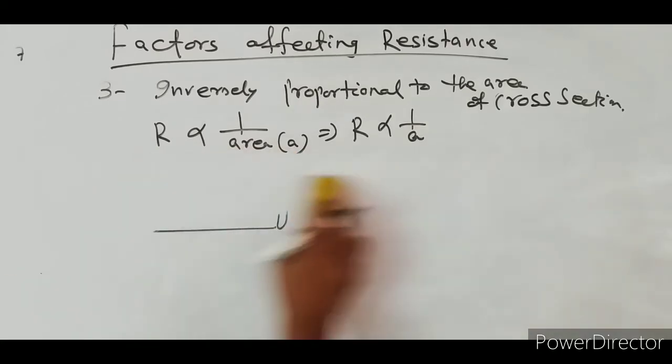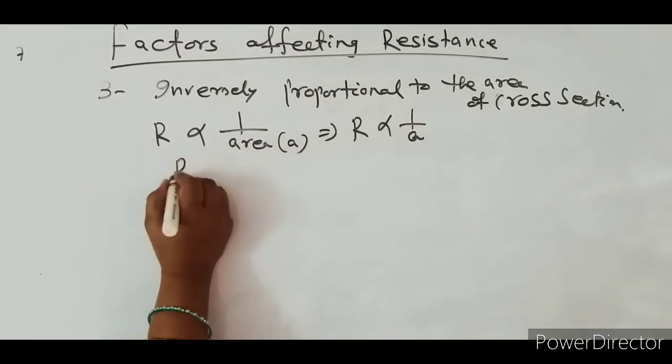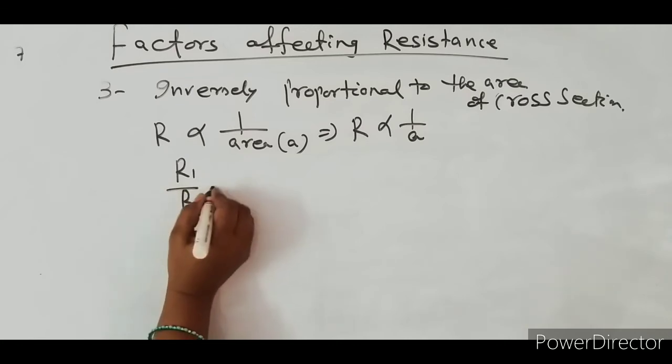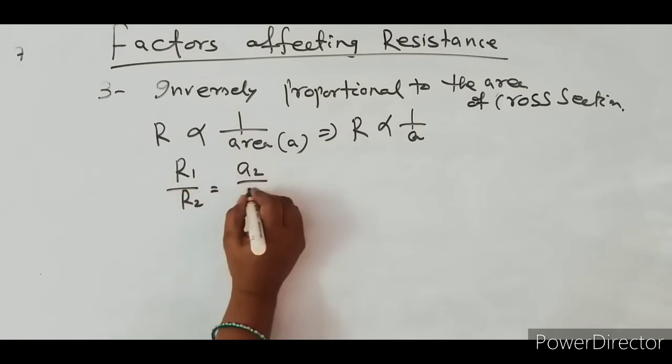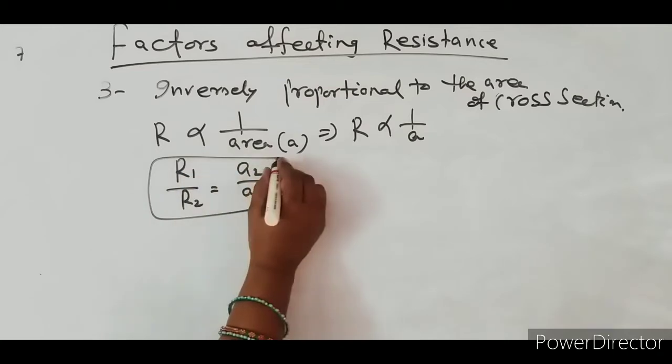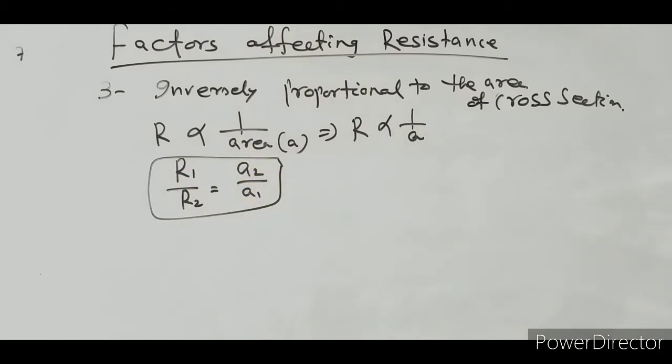Clear? So what can I represent here? R1 by R2 equal to A2 by A1. All of these we can make formulas for.